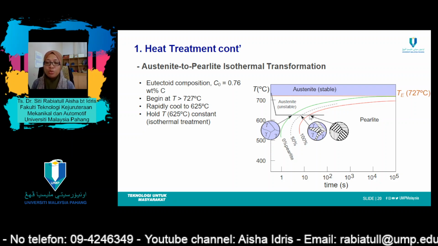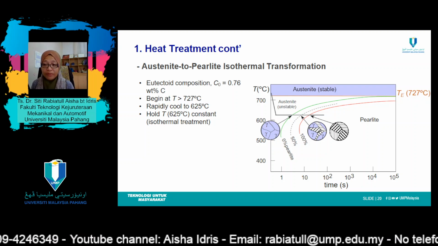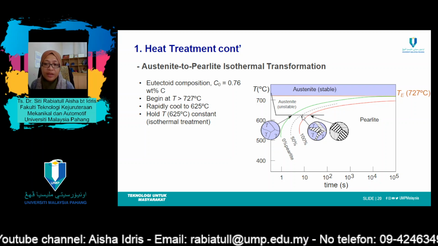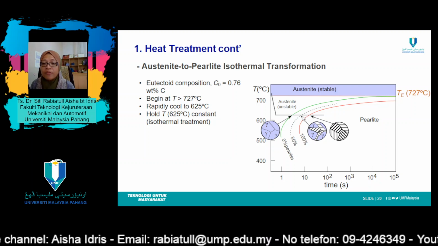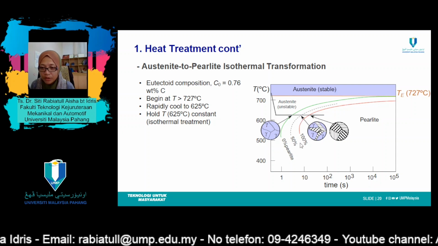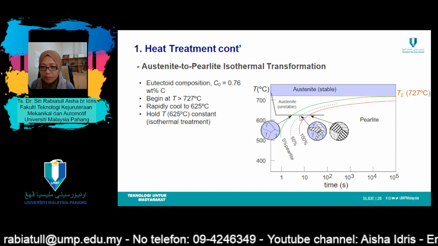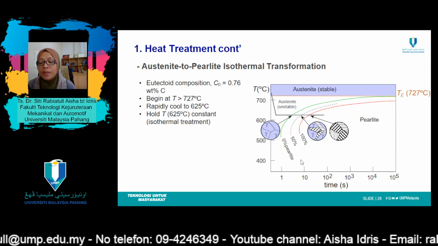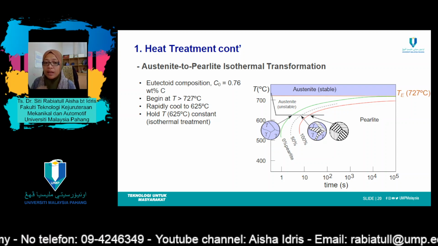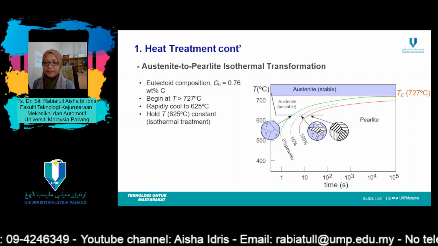If we want to change the microstructure into only 50% perlite, then the process should stop somewhere here at this line with the dotted line there. From there, finish it, cooling down. You should draw a line moving downward somewhere at this point. So basically, you can control the percentage of structure that you want in that material by controlling the temperature and time.